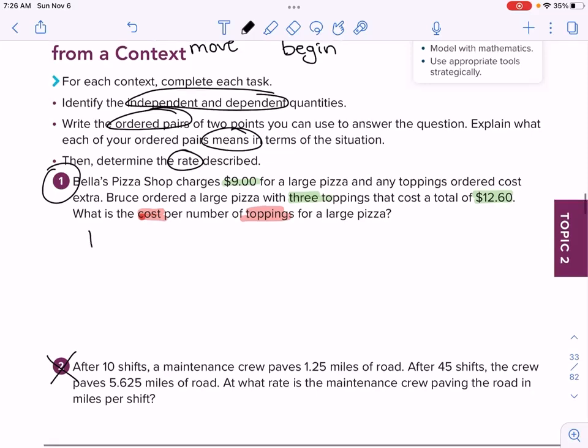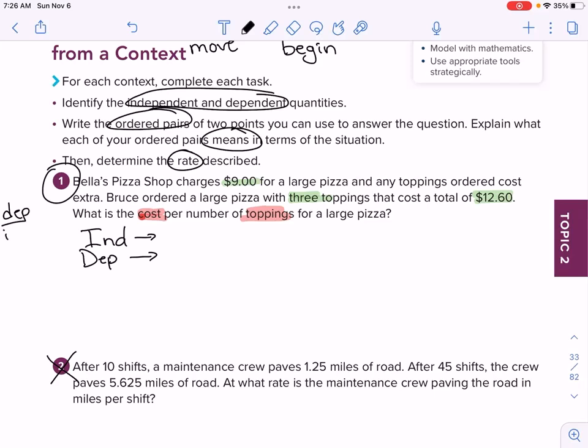So in this case, independent and dependent. It says cost per topping. That actually gives you the fraction, since we know it's always dependent over independent: cost per topping. So dependent, that's the numerator. That means it's the cost. I'll put cost right here. And the independent, that's the denominator. That tells us it's the number of toppings.